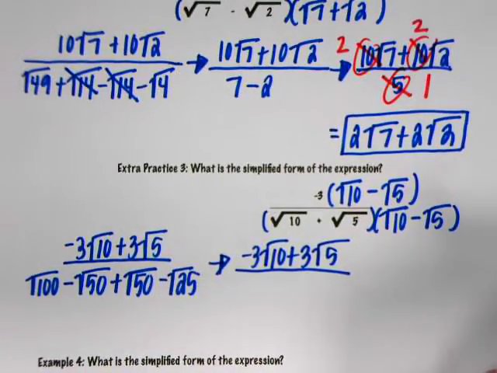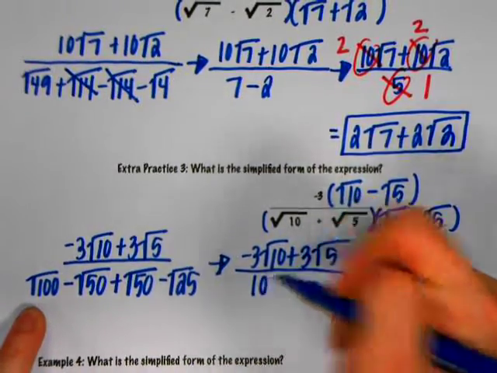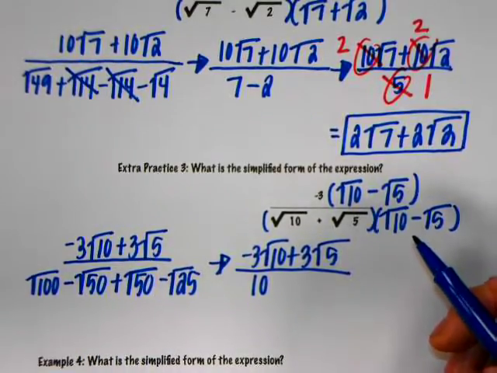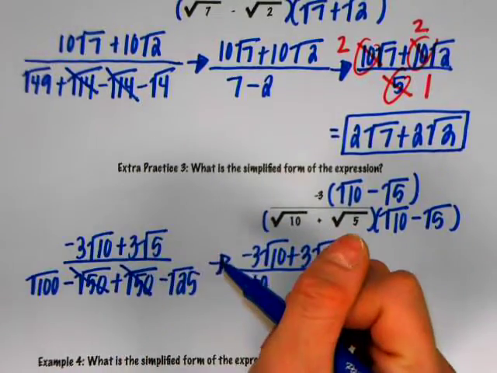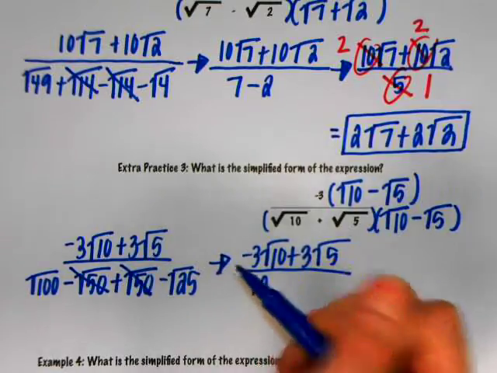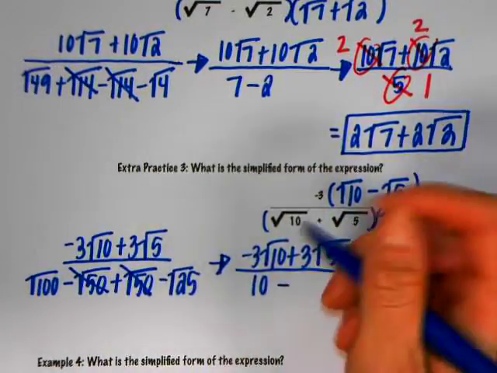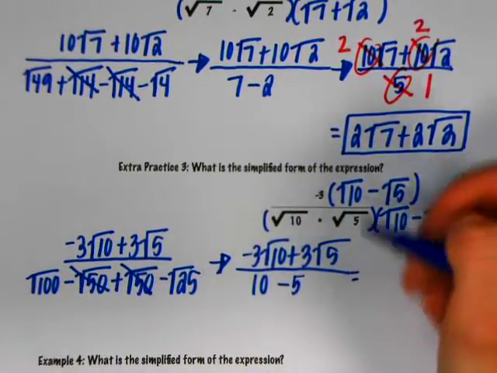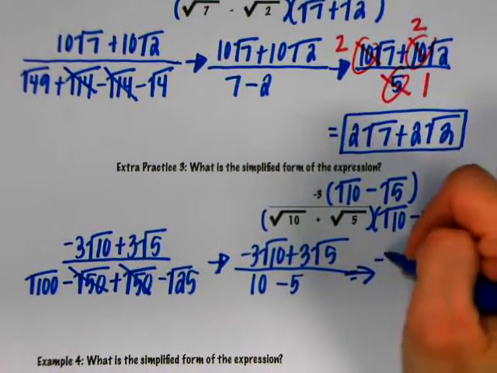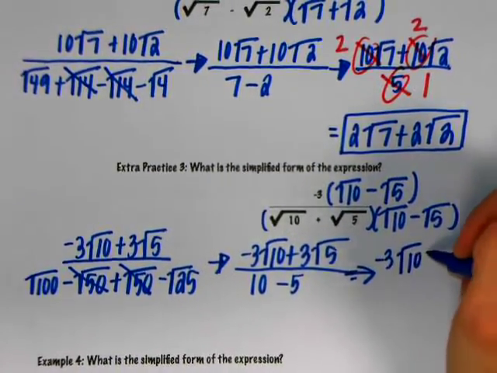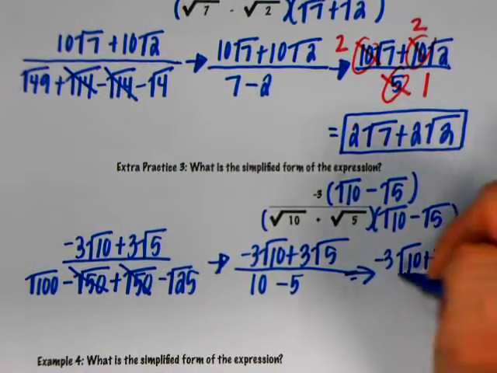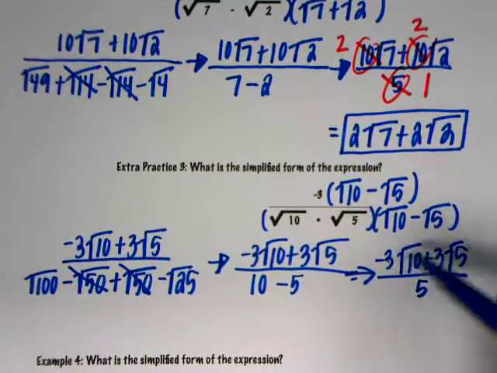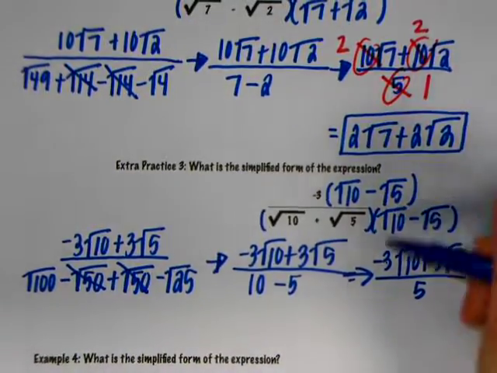All right, radical 100 is just 10. The middles are like terms and they cancel out. That should happen every single time that you're doing this. That's kind of like the point of why we're doing it. And then minus square root of 25 is 5. So negative 3 radical 10 plus 3 radical 5 over 5. And then the 3, 3, and 5 can't all reduce together, so you're done there.